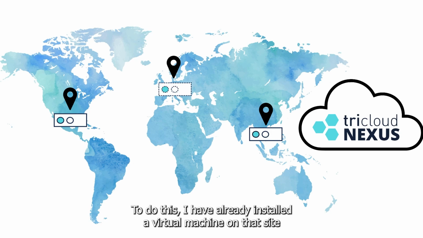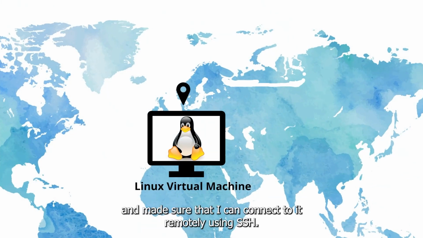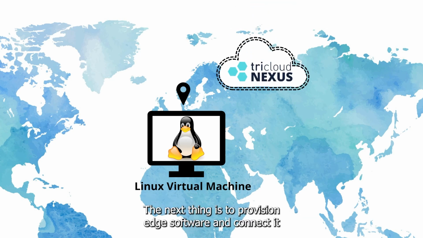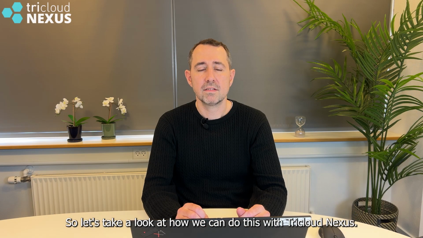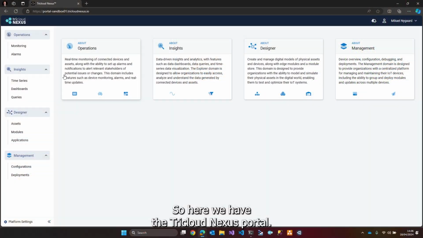To do this, I have already installed a virtual machine on that site and made sure that I can connect to it remotely using SSH. The next thing is to provision the edge software and connect it to the platform. So let's take a look at how we can do this with Tricloud Nexus. So here we have the Tricloud Nexus portal.